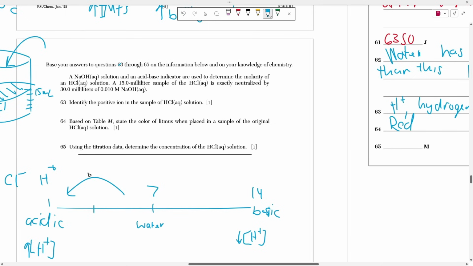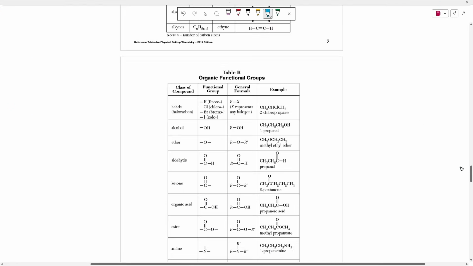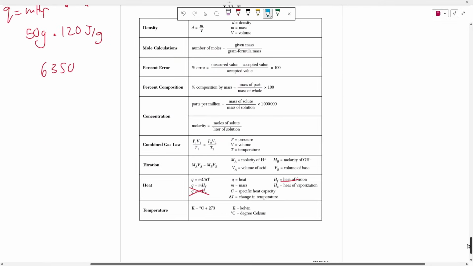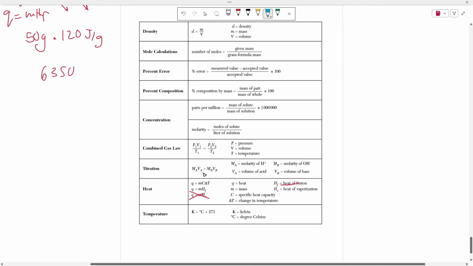Now finally, 65 asks us, using the titration data, determine the concentration of HCl in the solution, okay? So let's look at our reference table over here. Let's scroll all the way back down. And what we'll find here is the titration data, the molarity of H plus, which is what we're trying to solve for. Molarity and concentration are the same thing.